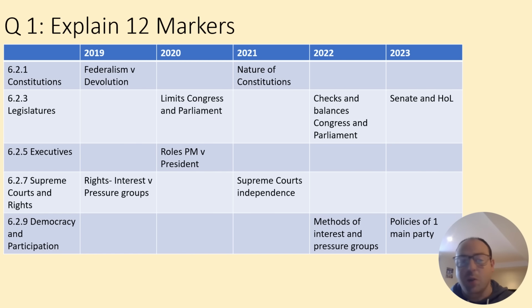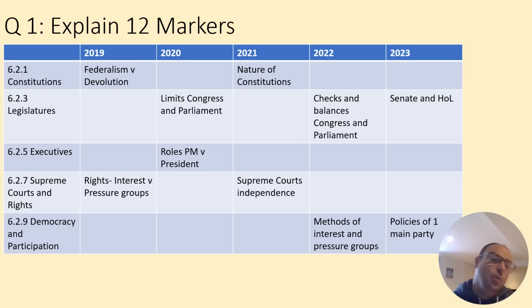So on the spec, there's 6.2.1, which is the constitutions and federalism. There's 6.2.3, which is the legislative bodies. There's 6.2.5, which is the executives. There's 6.2.7, which is the Supreme Court and rights. And there's 6.2.9, which is democracy and participation, which is kind of elections, political parties, and interest groups, or pressure groups, as we call them in the UK. So there's an awful lot in all of this.